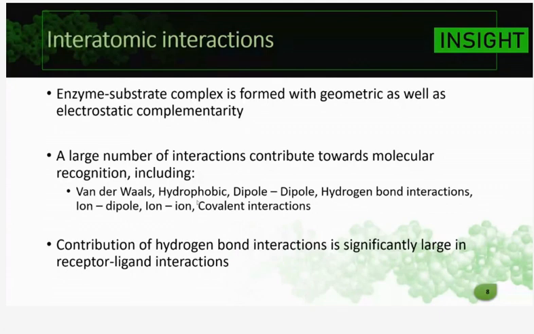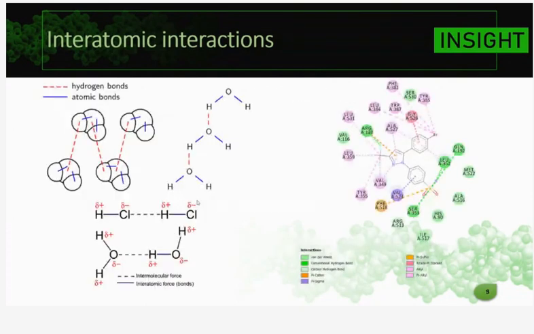In this, the contribution of the hydrogen bond is supposedly very important. They stabilize the complex very well, and they can help the drug or the ligand molecule do its function against the protein. So these are just different representations of how different types of bonds can come, what the different types are that we can see in ligand-protein interactions.